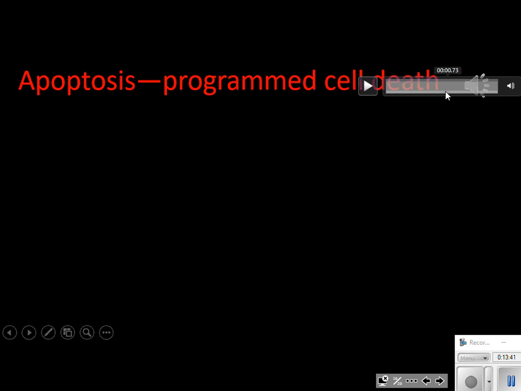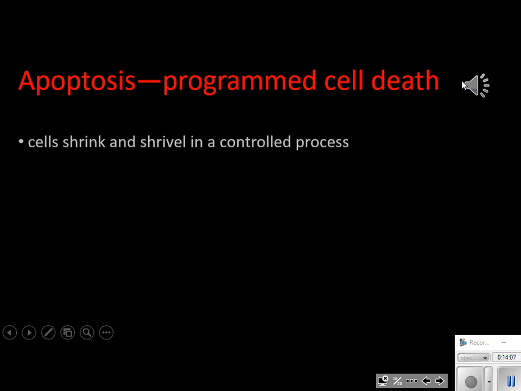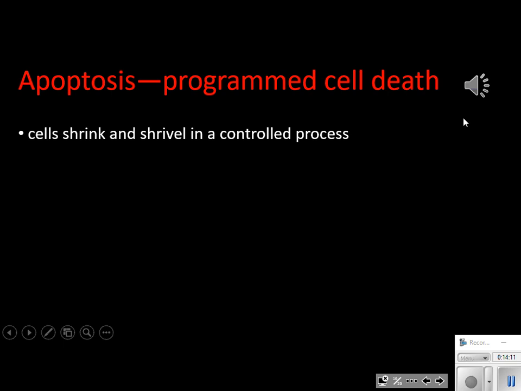Okay, here we go with apoptosis. What is apoptosis? It is the programmed death of cells. Do you think that cells actually die? Well, they do. Stop and think about it: if you scratch, aren't you scratching off skin cells? You can scratch skin cells off your body. Those cells are no longer working. Cells will shrink and shrivel in a controlled process that we call apoptosis.